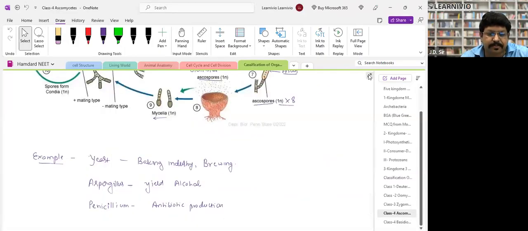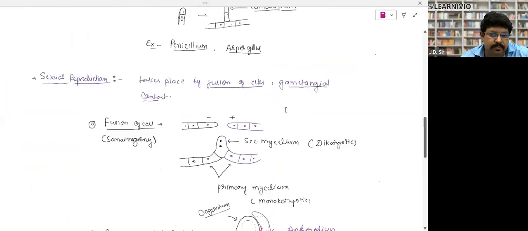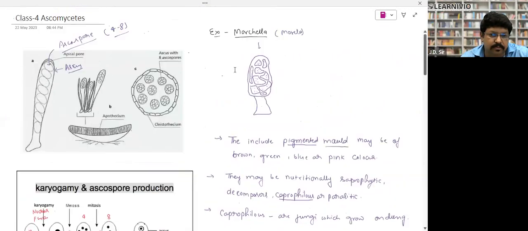Ascomycetes. Look. This is called Morchella or morel, right? This is ascus and it has ascospores. There are 4 to 8 ascospores, right? 4 to 8.